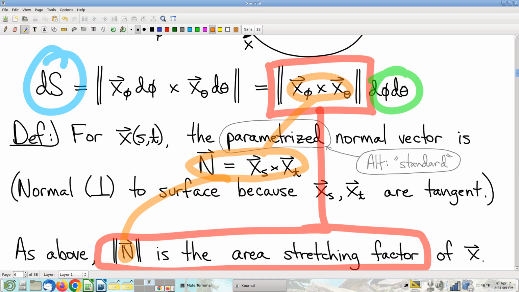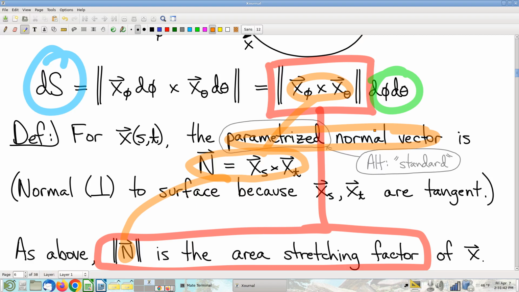Okay. A little terminology thing. I call this the parametrized normal vector because, after all, it is a normal vector that comes straight out of a parameterization. Right? I mean, if you look at where this capital N comes from, it comes out of partials of X, the parameterization. So I like to call it the parametrized normal vector because that's where it comes from. It seems very natural to me.